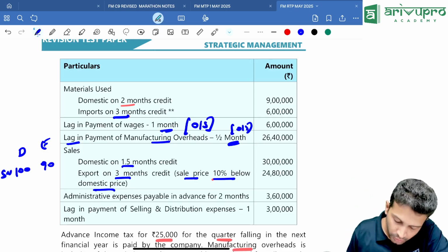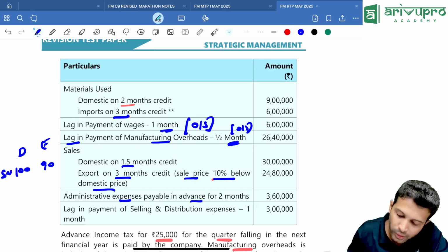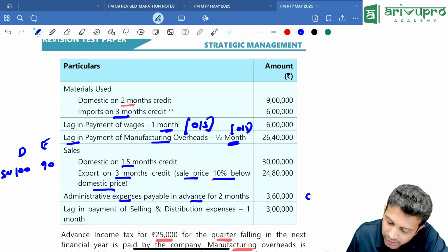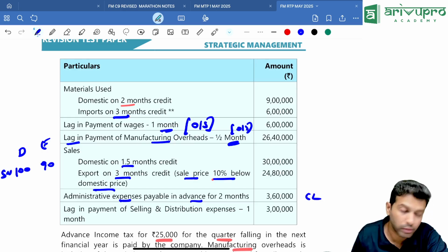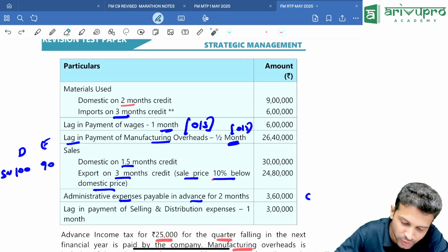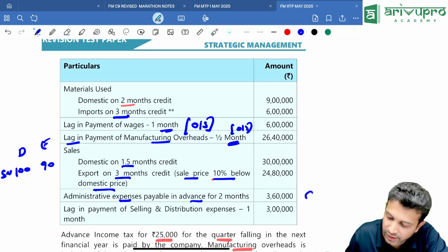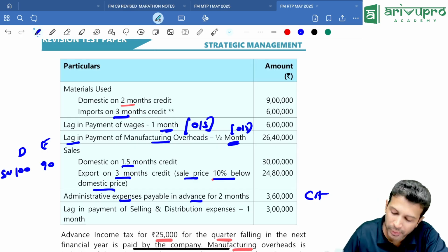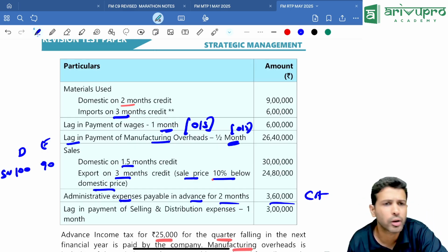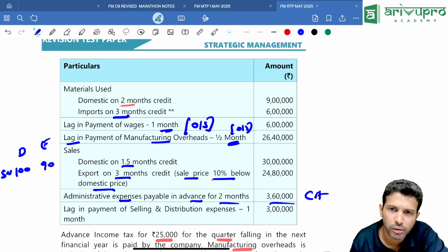Admin expenses is payable in advance. Advance means it is a current asset or current liability? Sir, if you're paying something in advance, what is it? It's a prepaid expense. Prepaid expense you show under current assets. How many months? 3,60,000 into 2 by 12.